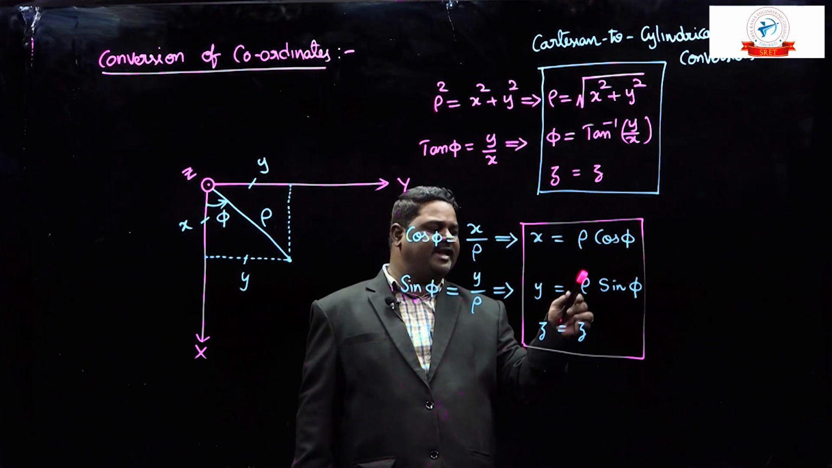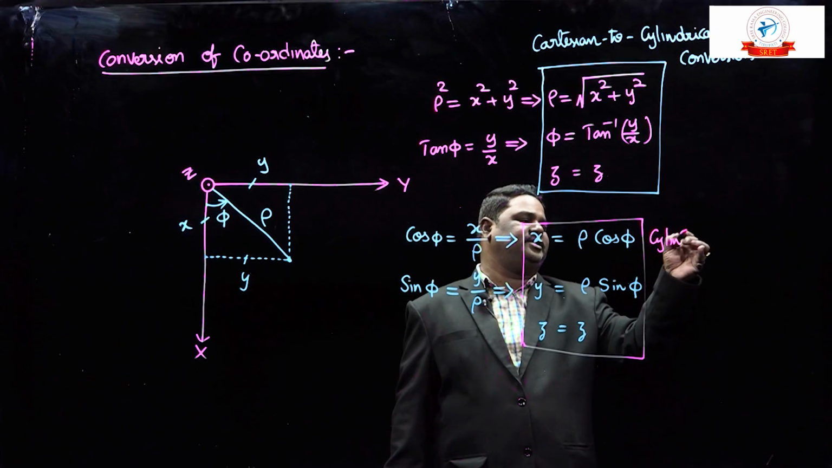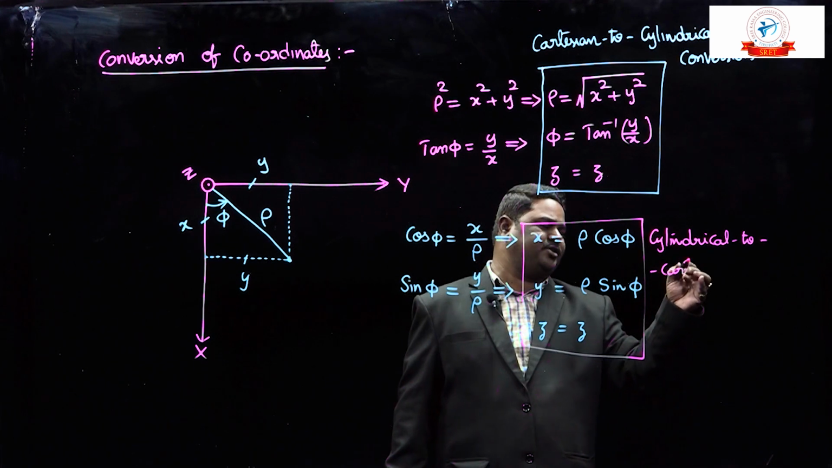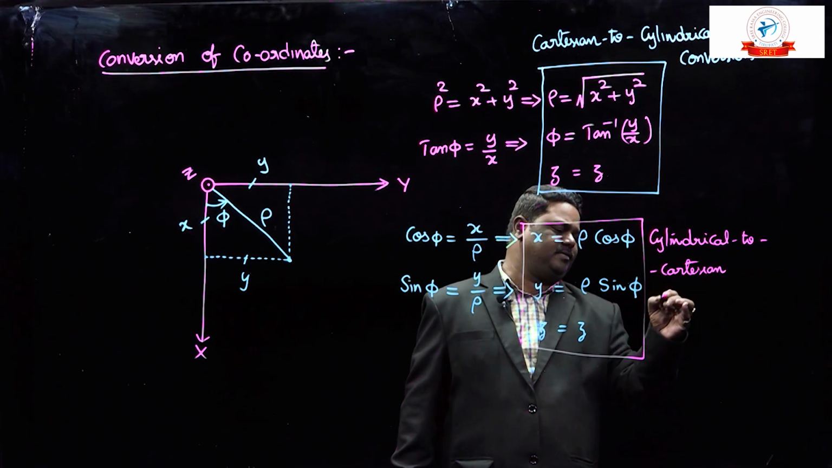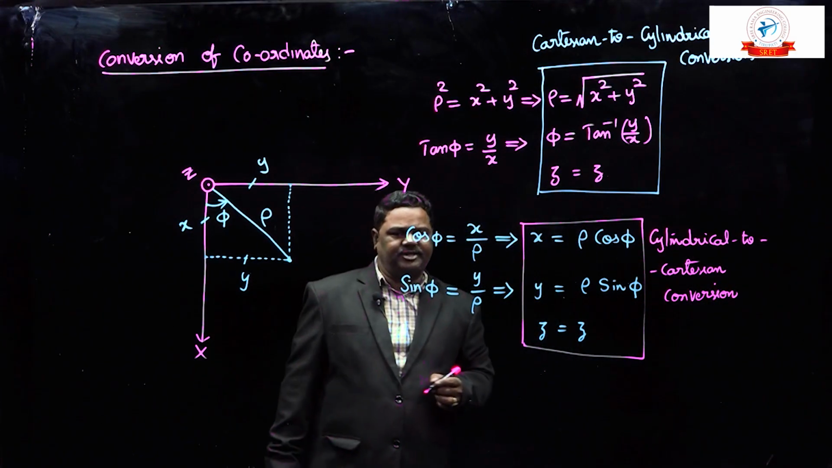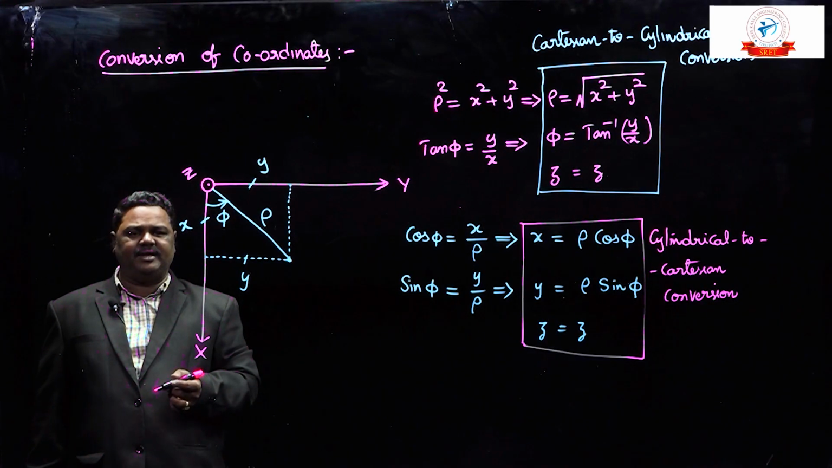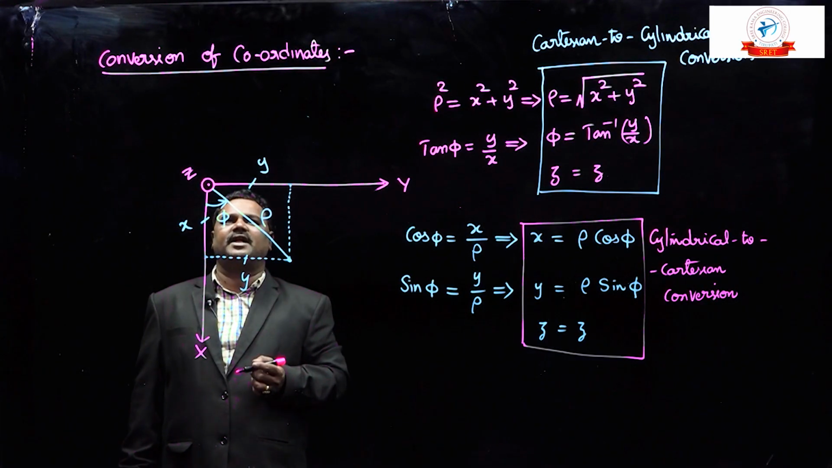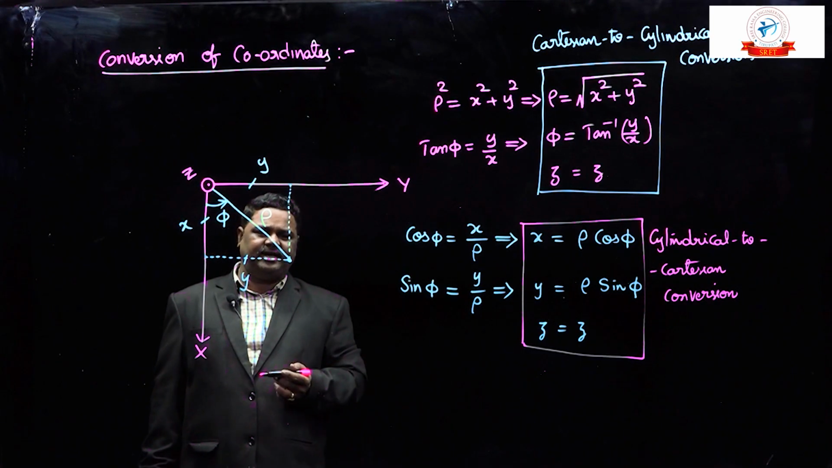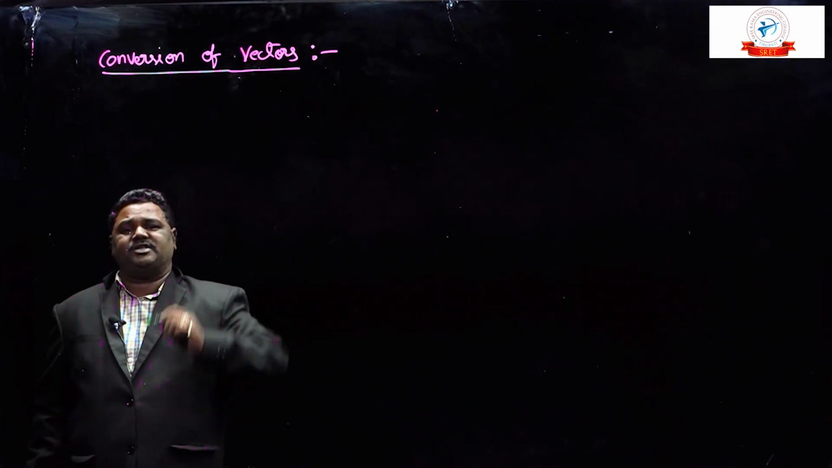So we are converting cylindrical to Cartesian. This is cylindrical to Cartesian conversion. So this concept explains the conversion of coordinates. But we have one more very important concept called conversion of vectors. The conversion of coordinates and conversion of vectors are both different. So next we will see the conversion of vectors.